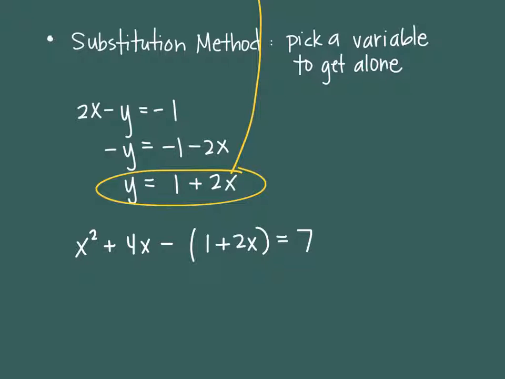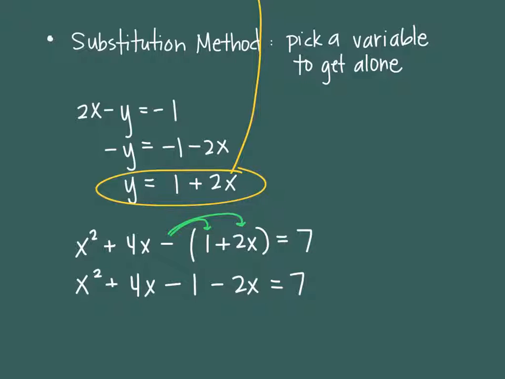The reason I use parentheses is because that reminds me that I have to do what next step? Distribute. And what should we be distributing? The negative sign. Okay, so we'll distribute that negative sign. That would be x squared plus 4x, and then -1 minus 2x equals 7.